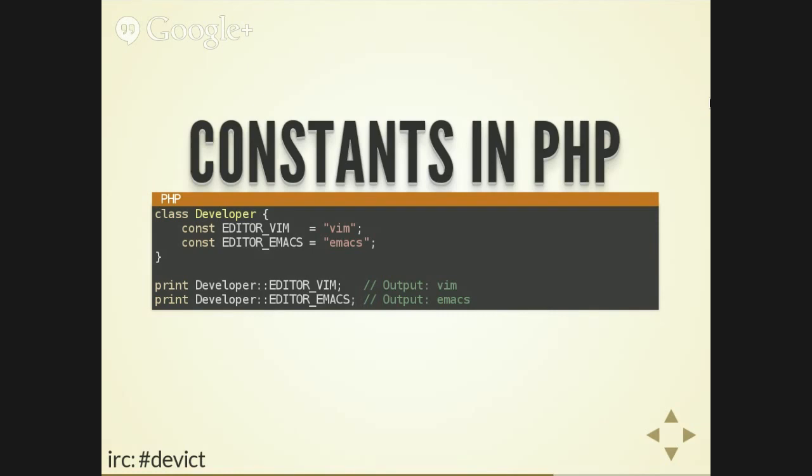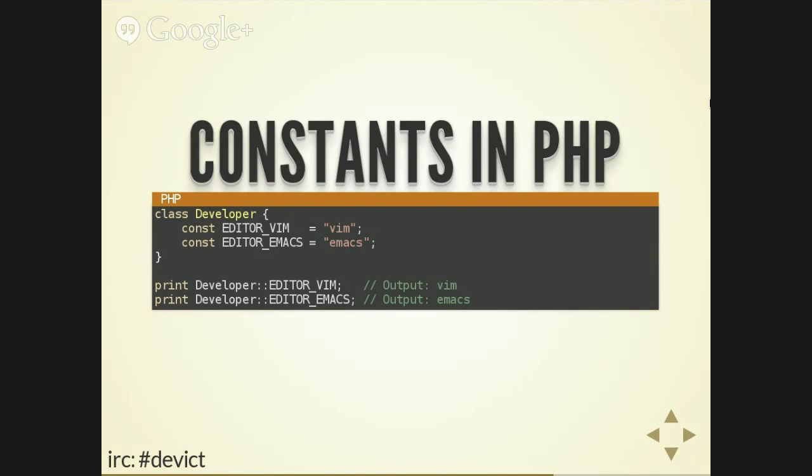Okay, the way you get to these from the global scope, I could have made the slide a little bit better. The way you get to this from the global scope is the name of the class, double colons, the name of the constant. So if I want to print Developer::EDITOR_VIM, it would be vim. Print Developer::EDITOR_EMACS, it's Emacs. Now if I just said print EDITOR_VIM, I would get a warning that it's an undefined constant, because you're trying to access that in the global scope.